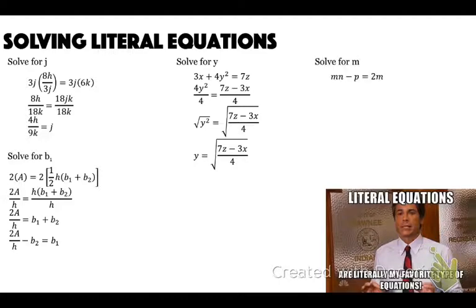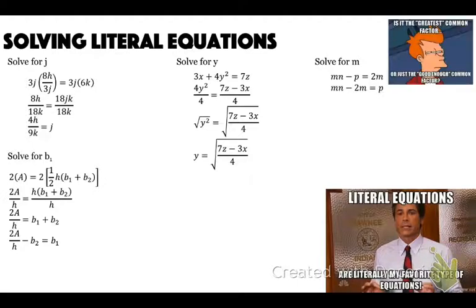Okay, solve this one for m. Notice we have two m's here, so let's get all of the m's to one side. Anything that doesn't have an m goes to the other side. So I'm going to have mn minus 2m equals p. So greatest common factor, see how we can factor out that m? So let's factor out the m, and that's going to be n minus 2, and then we can divide by the n minus 2. So m equals p over n minus 2.